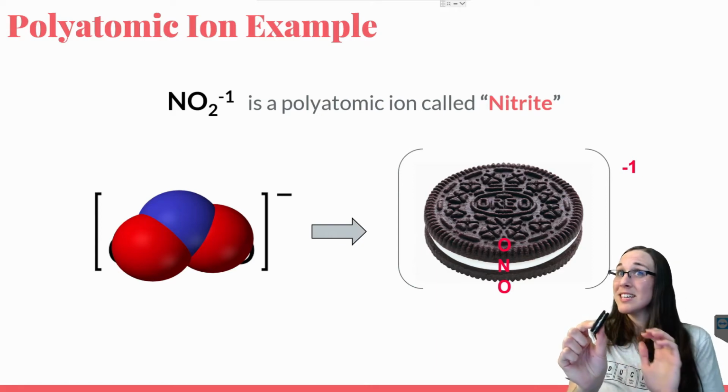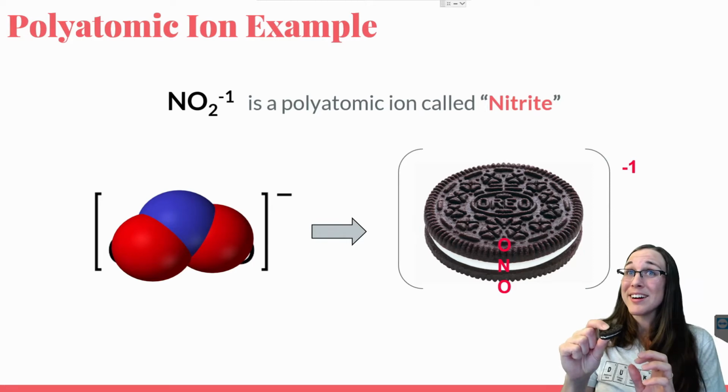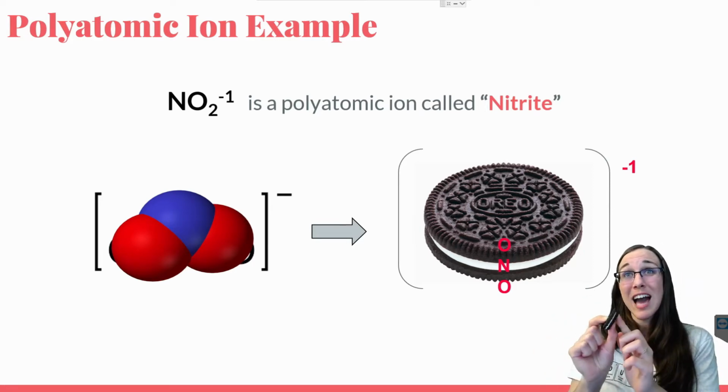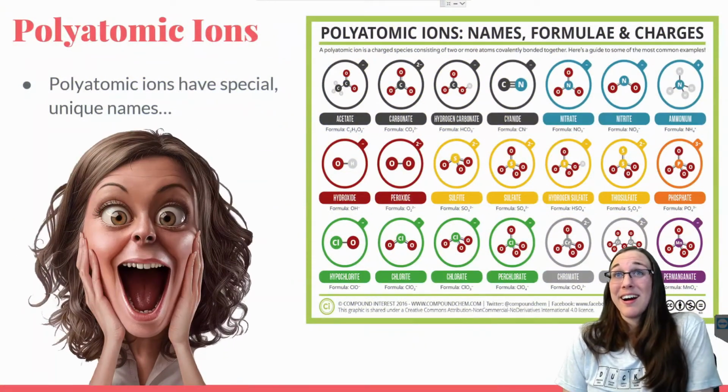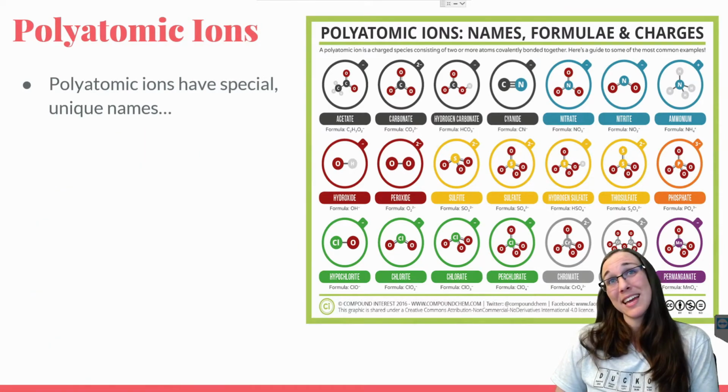There's not one particular atom in there that has the charge. So what we want to think about here is that the entire cookie moves as a unit. We're not going to split the cookie up. We're going to keep the cookie whole. There are lots of polyatomic ions, and I hope you don't have to memorize these for your sake, but you should become familiar with them and how to identify them if they happen to be present.